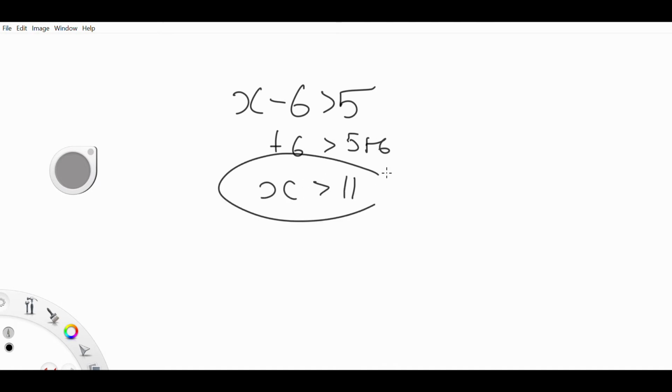So there are 4 different ways of solving inequalities. You can solve them by addition. So for example, we have x minus 6 is greater than 5. For this one, we would just add 6 on both sides to get x is greater than 11, and that would be our answer.